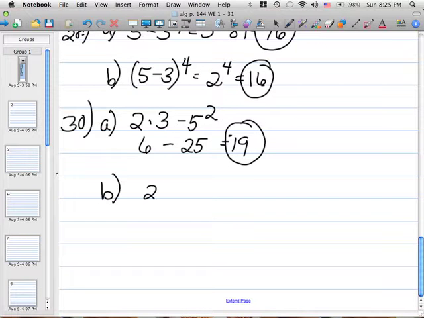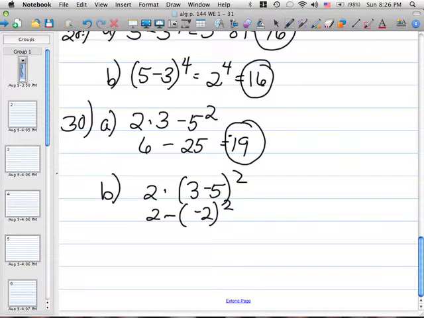And part B, 2 times, in parentheses, 3 minus 5, quantity squared. 3 minus 5 is negative 2, and we're squaring that. Negative 2 times negative 2 is positive 4, and 2 minus 4. I'm sorry, that's a times sign. 2 times 4 is 8.